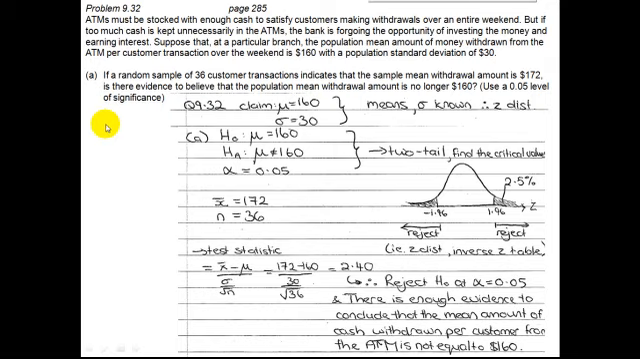Problem 9.32. ATMs must be stocked with enough cash to satisfy customers making withdrawals over an entire weekend. But if too much cash is kept unnecessarily in the ATMs, the bank is foregoing the opportunity of investing the money and earning interest. Of course, that's a little bit of background information to the problem.